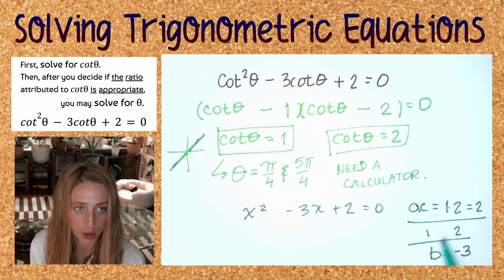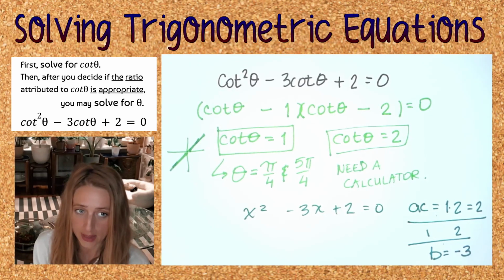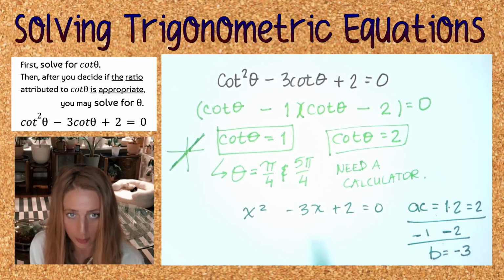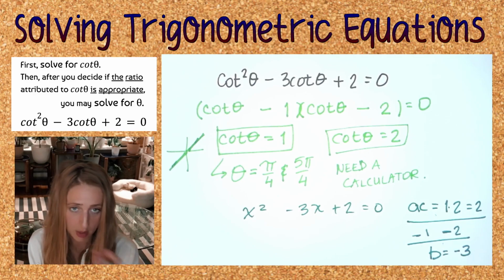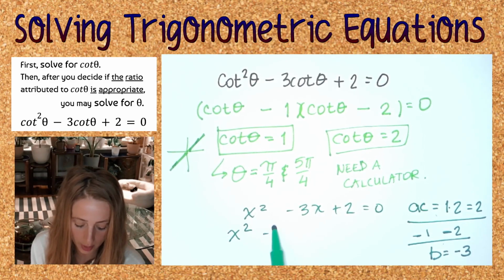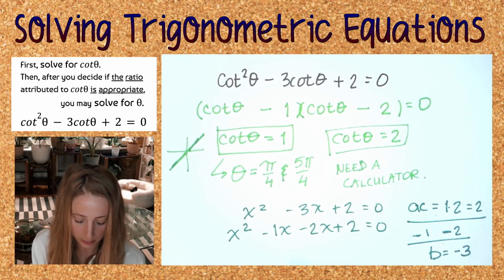How do I multiply to be +2? I need 2 positives or 2 negatives. And how do I add to get -3? Well, if they're 2 negatives, boom, there we go. I use these 2 numbers to split my middle term, which is the combination of probably outer and inner from foiling anyway. x squared minus 1x minus 2x plus 2 is 0.